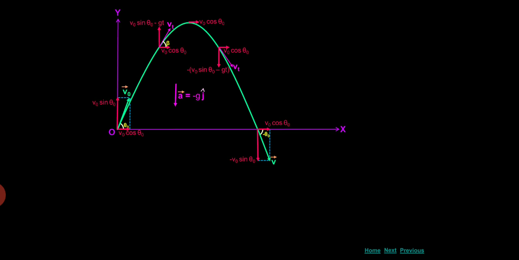Now see in this figure, the velocity changes continuously, but the initial velocity is fixed for each and every point, since it is the initial velocity, so it remains constant throughout the motion.